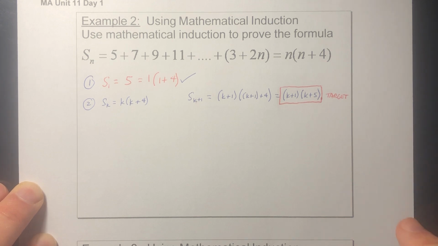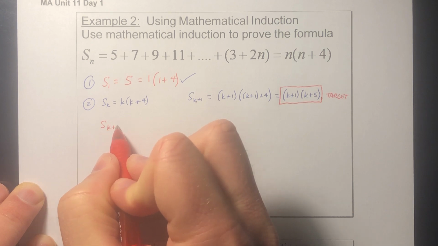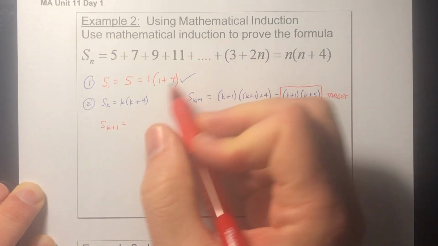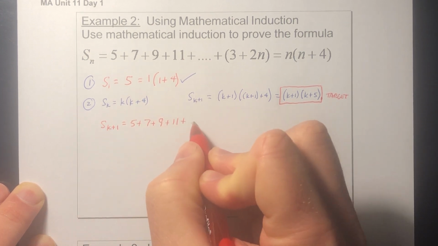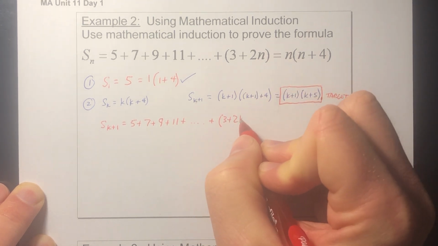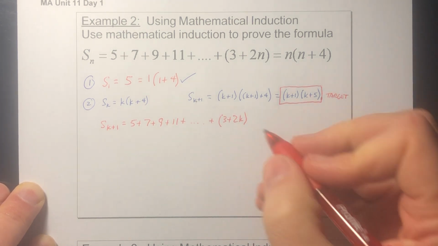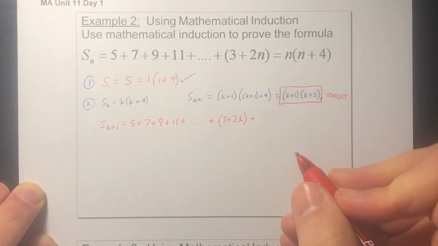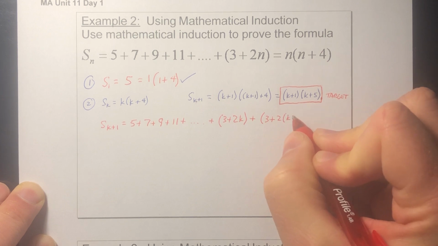Okay, so it's always good to do that ahead of time. That way we can know if we get there when we're doing our proof. Okay, so now go back up here, replace that n with k plus 1. So we're going to put in our sequence here. And I'm going to replace that n with k. Now, like I said, we want to show that it works for the next term. So we're going to add the next term. Well, the next term is going to be 3 plus 2 times k plus 1.